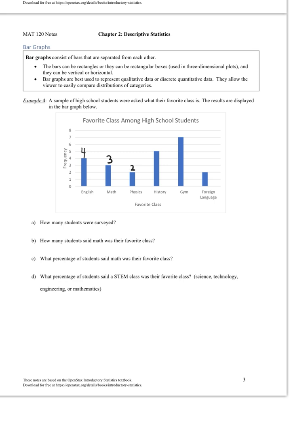In physics, 2 students. In history, 5. In gym, certainly looks like the most favorite in terms of these students, 7. And in foreign language, it looks like 2. To answer letter A, we would add up all of these numbers and we would arrive with 23 students were surveyed as our answer. For letter B, how many students said math was their favorite class? And we can see that 3 students answered this.